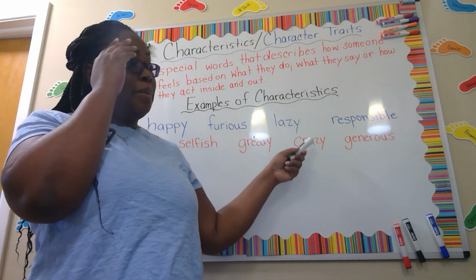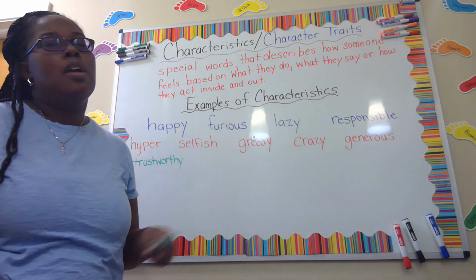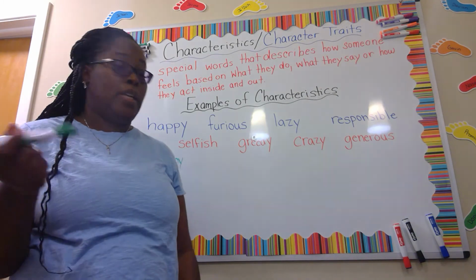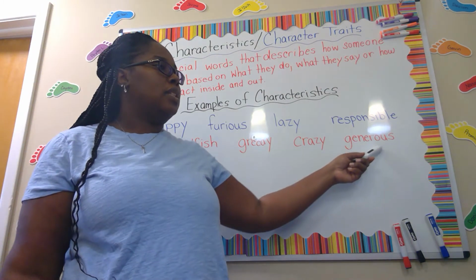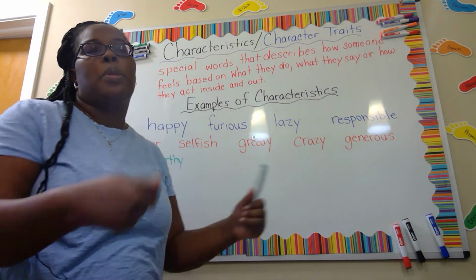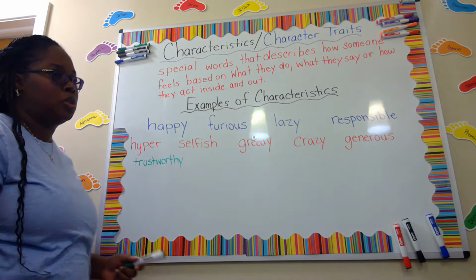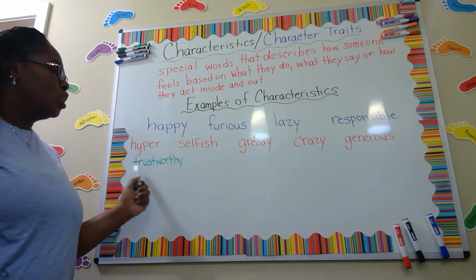Crazy. Crazy can mean a couple things. Crazy can mean in a happy way or a funny way. Crazy can also mean like there's something wrong with them, like they're doing stuff that they shouldn't be doing, making you crazy. Generous, meaning you give more than what you're expected to give. You love to share. You're very generous with your supplies or your toys or your personal belongings.